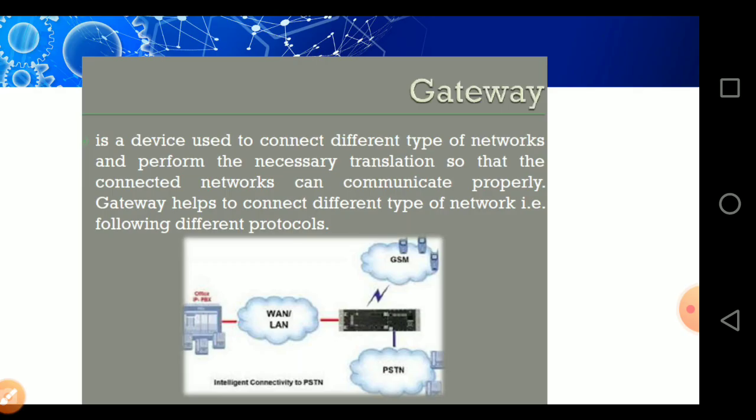Now, coming to the gateway. A gateway is a device used to connect different types of networks and perform the necessary translation so that connected networks can communicate properly. That means it connects dissimilar networks. One network will be having one protocol. Protocol, again as I told, is a set of rules. So one network will be following one set of rules and another network will be following another set of rules. To act as a bridge between these two, we use the gateway device.